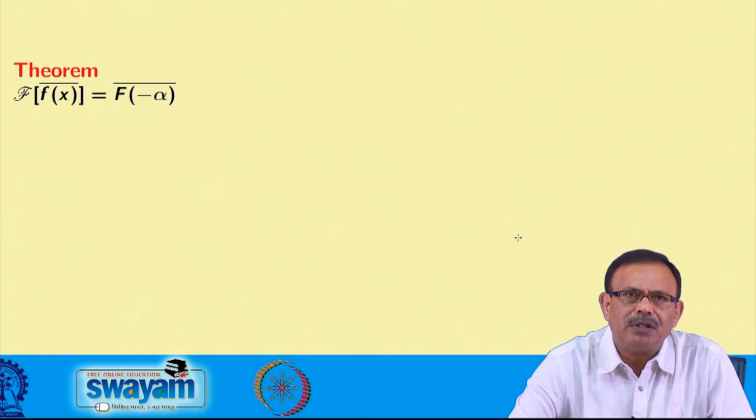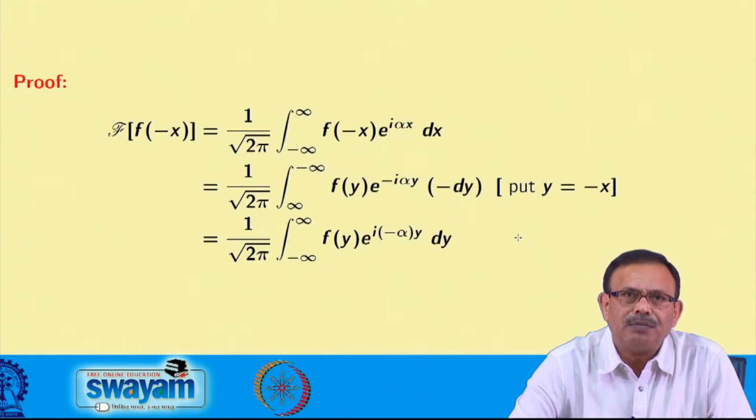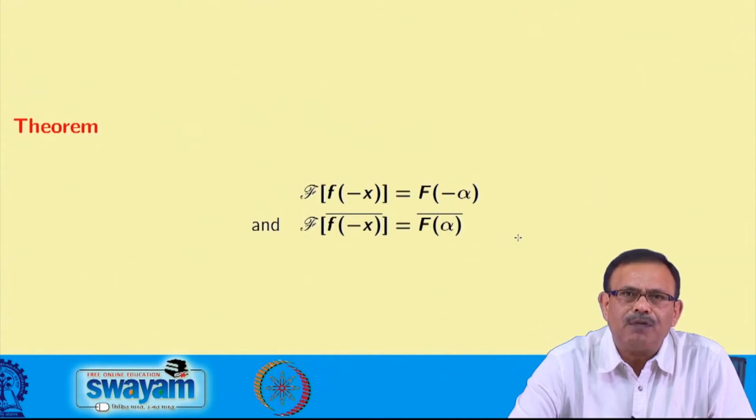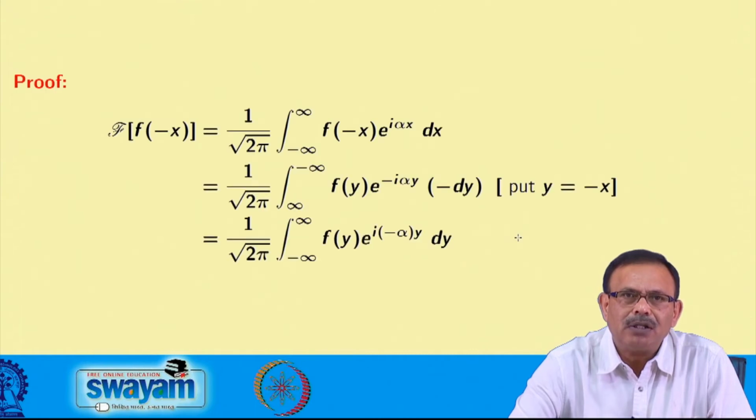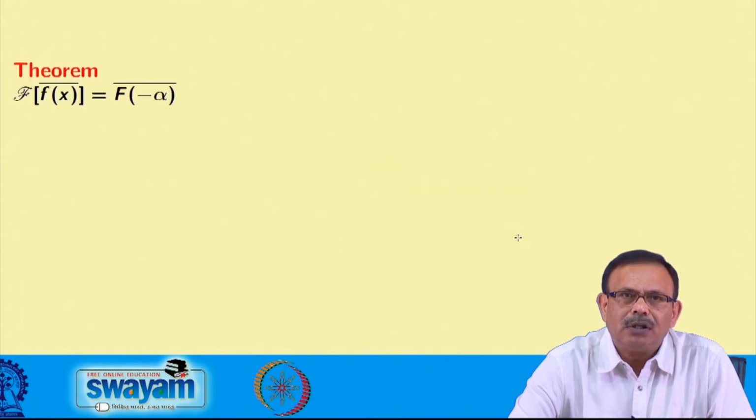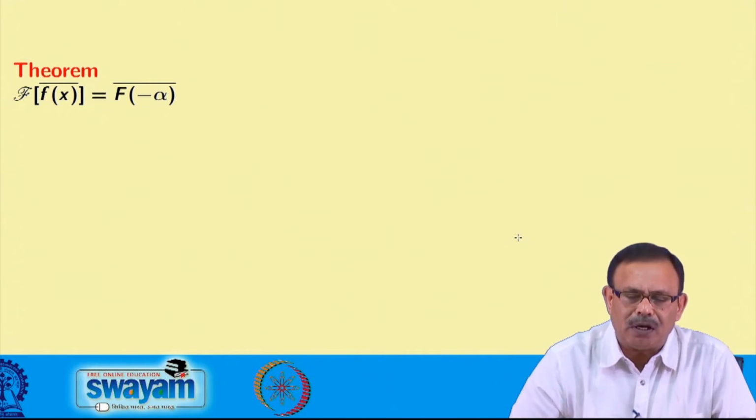Now, the next theorem is Fourier transform of f x bar equals capital F of minus alpha bar. Please note this. If you see the earlier theorem, f of minus x gives capital F of minus alpha, and f of minus x bar equals capital F of alpha bar. Whereas, for this one, the Fourier transform of f x bar equals capital F of minus alpha bar.